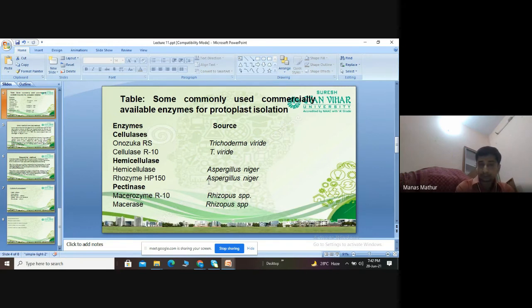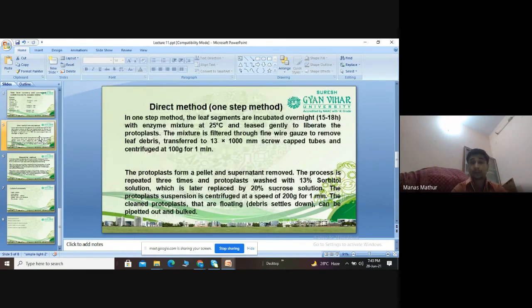Pectinase contains two enzymes. It has been isolated from Rhizopus species. So these enzymes are not present in nature as such; they have been isolated from certain biological sources. Then there are two methods for the isolation of protoplast: one is the direct method, and the other is the indirect method.